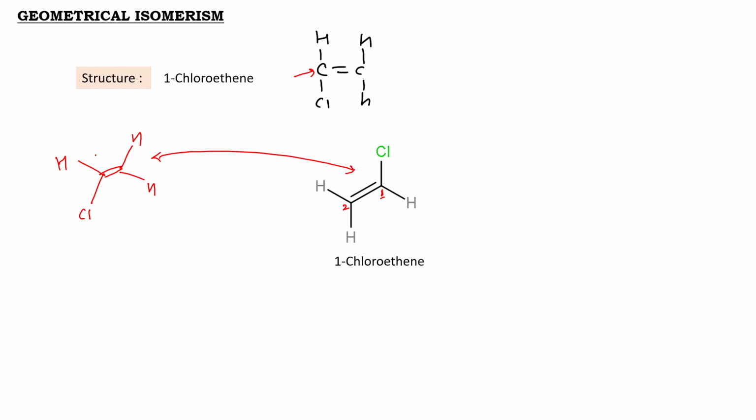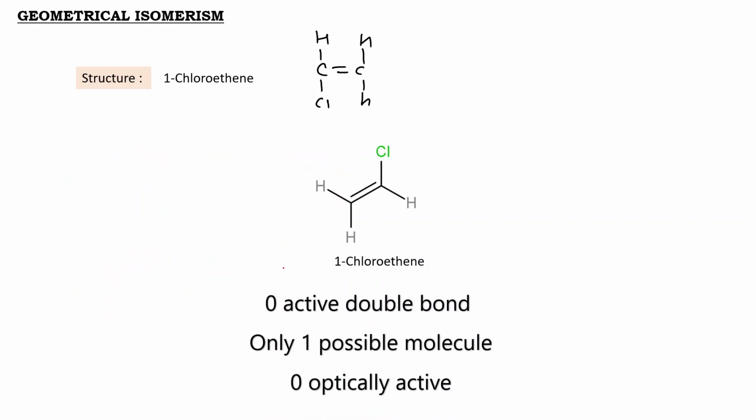You can do certain transformations, and you can superimpose this molecule with this one. You just have to rotate it about this axis, then your Cl will be here, H will be here, H will be here, and then take this axis and turn it, and then you will get this molecule. So with this structure I can draw only one molecule, right? So there is no geometrical isomerism here.